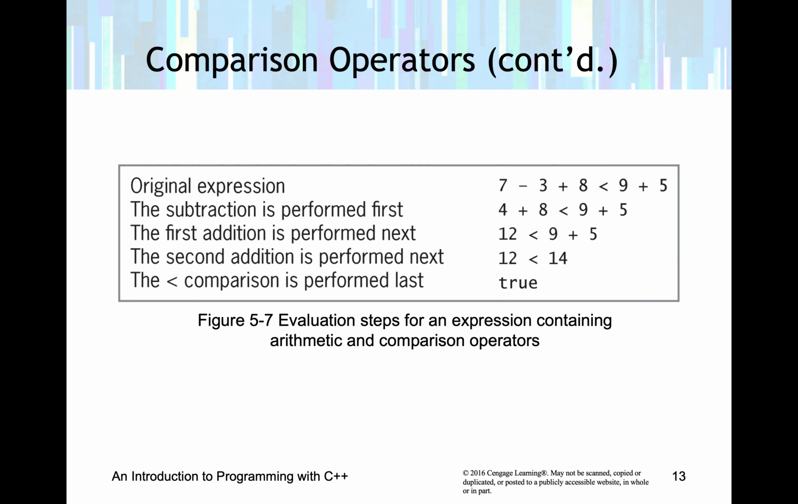And here's an example. If we have arithmetic operators and comparison operators, then all the arithmetic operations will happen first, and the last thing that's going to happen is comparison. So we're going to do 7 minus 3 plus 8. Calculate that first. 7 minus 3 is 4. 4 plus 8 is 12. Then it's going to add 9 plus 5 and give us 14. And lastly, we compare: is 12 less than 14? So we do this first, then we add the 8 second. Third, we add 9 plus 5. And fourth, we compare 12 and 14.